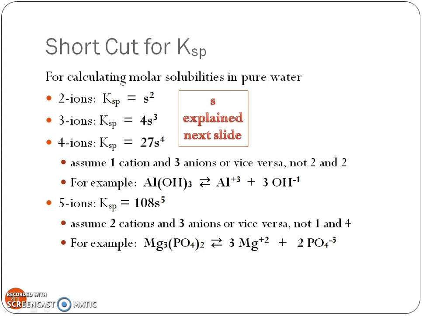So these are shortcuts for KSP. In other words, if something is broken up into 2 ions, our formula really is going to be KSP equals 4X cubed. If it breaks up into 3 ions, it's going to be 4X cubed, and so on. So hopefully, if you're looking at this, these are just shortcuts. But if you still like to use that ICE box, it's going to give you that same information.